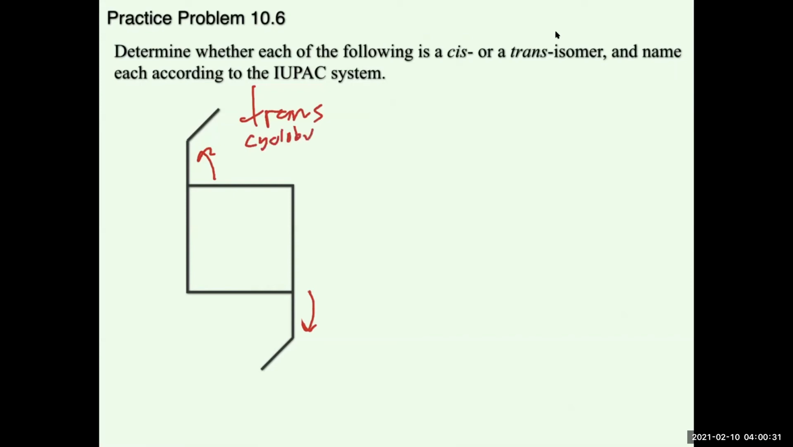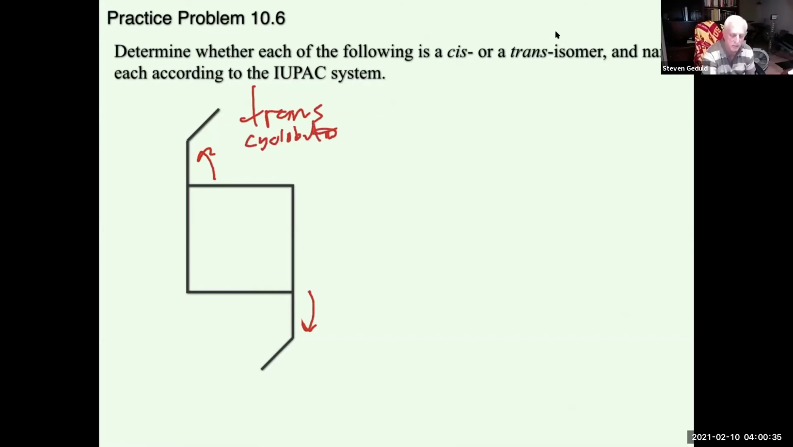Cyclobutane. 4 carbons. And the attachments are at what numbers? 1 and 3. Okay, perfect. 1 and 3, lowest numbers possible. 1, 3, and there's 2 of them, so it's di ethyl. Diethyl. So it's trans 1,3-diethyl cyclobutane.